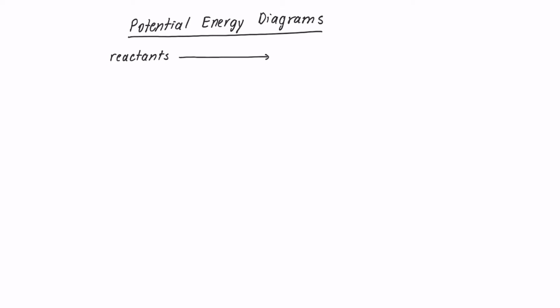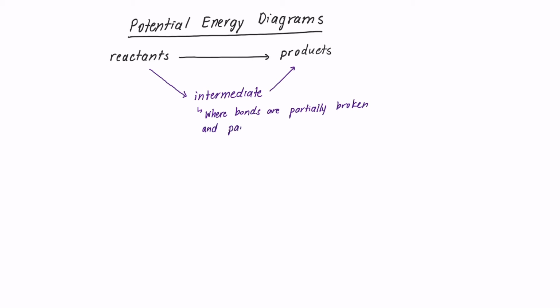Hello everyone. In this video, we're going to look at potential energy diagrams and how to use these to represent the energy change of a chemical reaction. If we think of a general reaction, we know that we have our starting reactants that transform into the products. But to transform our reactants into products, an intermediate complex is formed. This is where bonds are partially broken and partially formed simultaneously. The intermediate has a high energy level and is therefore unstable.